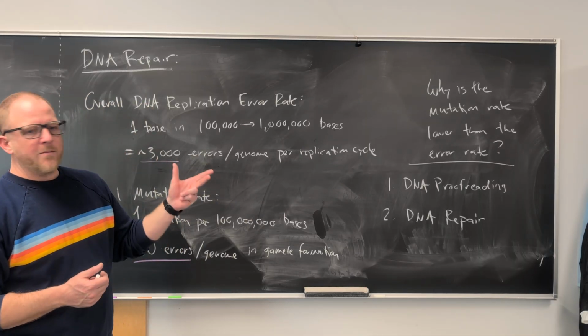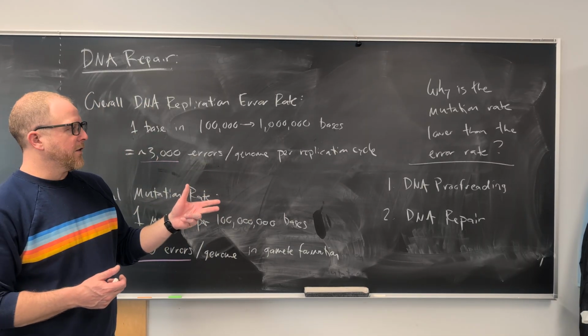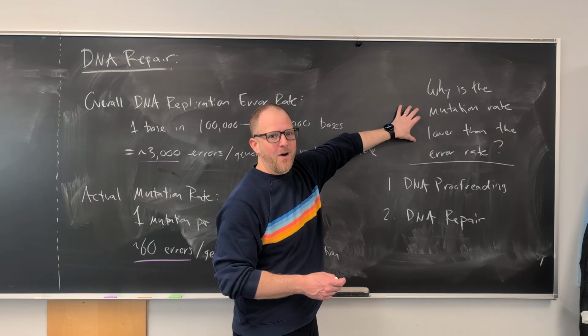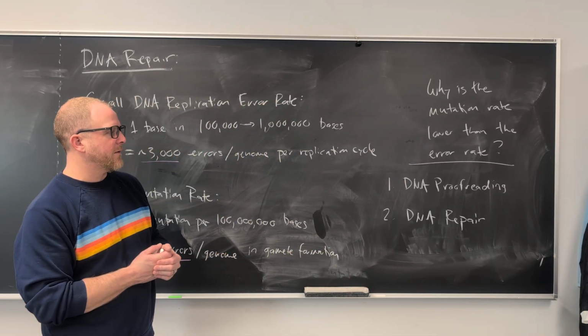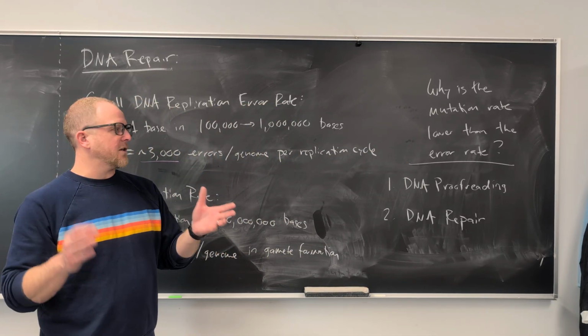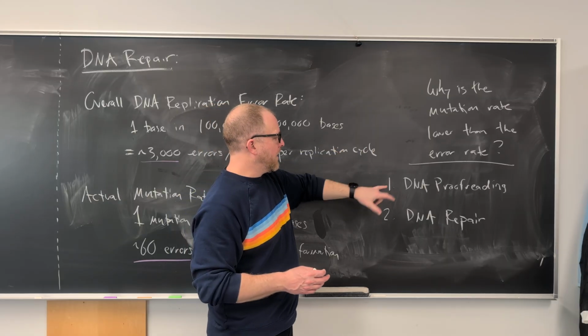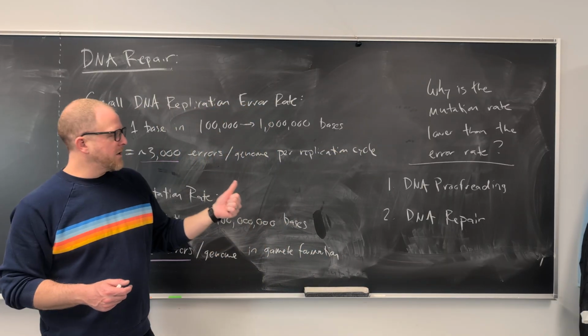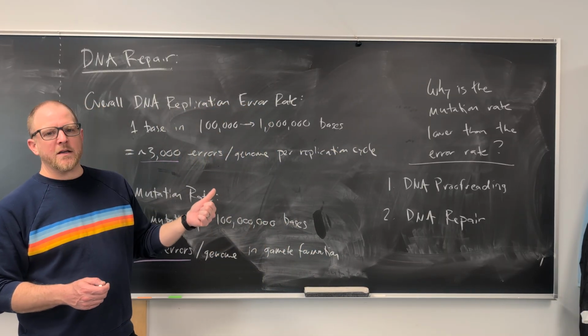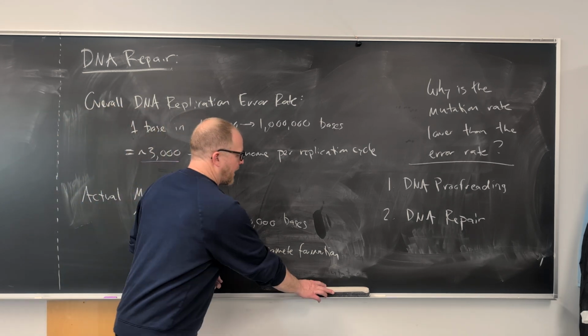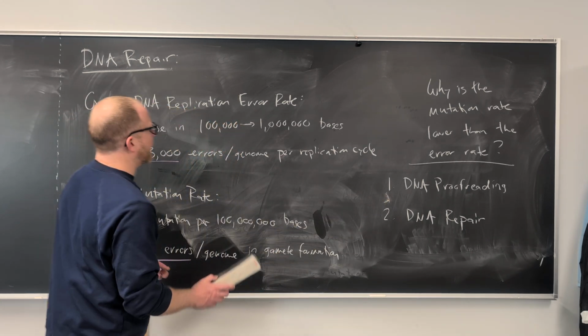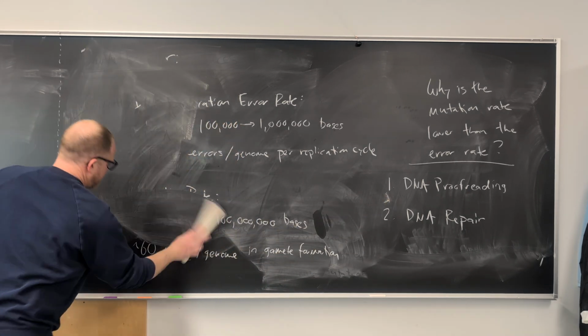There are two main mechanisms that we're going to talk about today. The true answer is that there are a lot of reasons why this mutation rate is lower. We can't talk about all of them, but I want to cover two main reasons. The first is DNA proofreading, and the second is DNA repair. We're going to focus on DNA proofreading first.